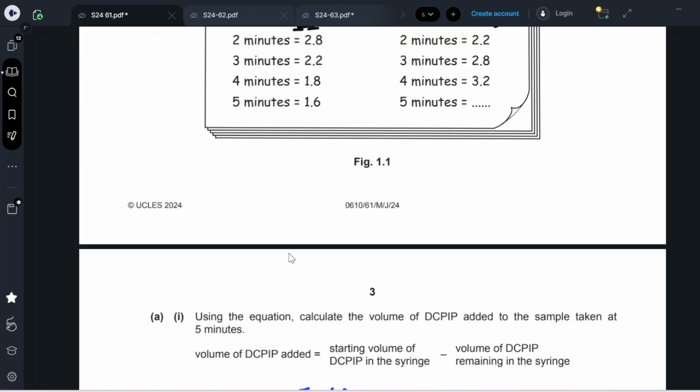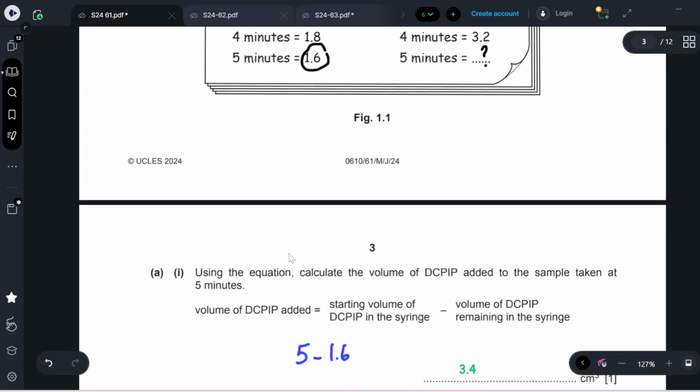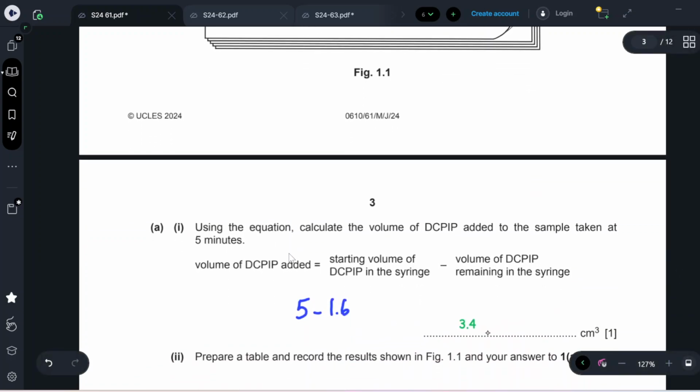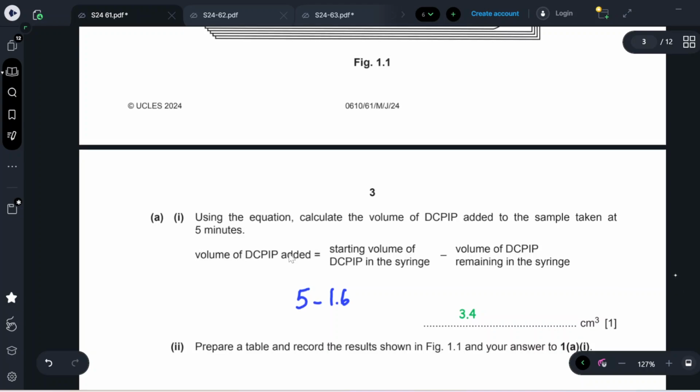Of course, using the equation, calculate this volume. He left this one empty. He wants you to calculate it. Originally, the syringe had 5 cubic centimeter of DCPIP. This is what is left. The sample that we took at 5 minutes, this is what is left in it, in the DCPIP. So how much was added? 5 minus 1.6, the volume added will be 3.4.